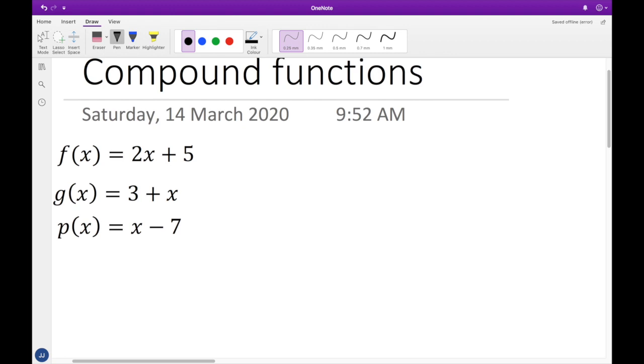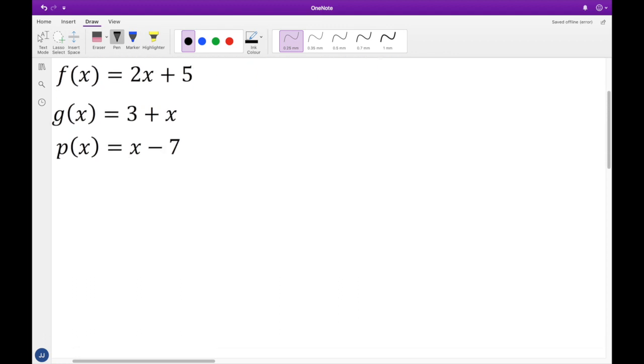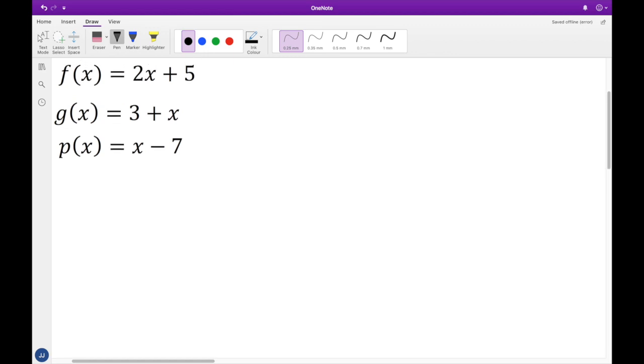Right, so let's try to talk about compound functions. And with compound functions, we'll just use the very same functions that we had in the previous example. Compound functions are a little easier. This is where we just add functions, right? So I have here the f of x being 2x plus 5. I have the g of x here being 3 plus x. And I have the p of x being x plus 7. So compound functions is just what it sounds like. I'm actually just adding different functions together. So I could have something like this.